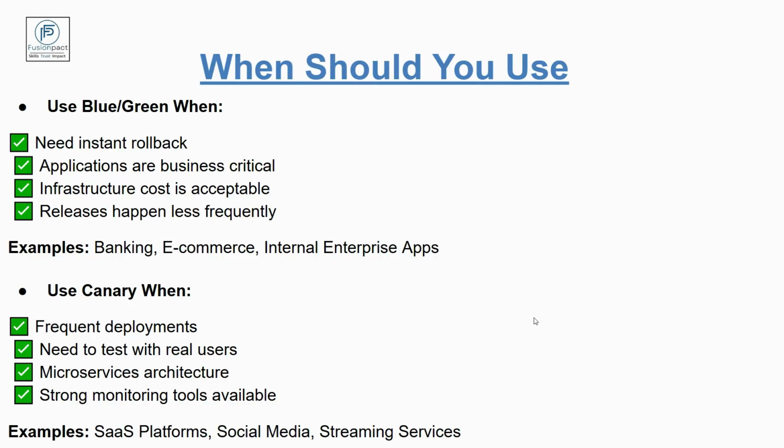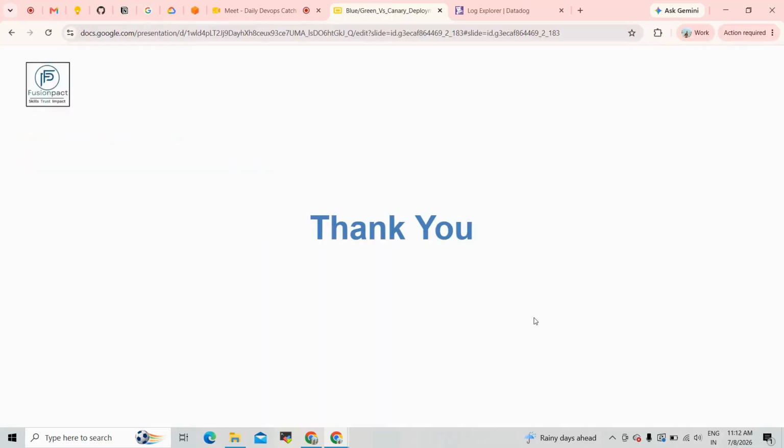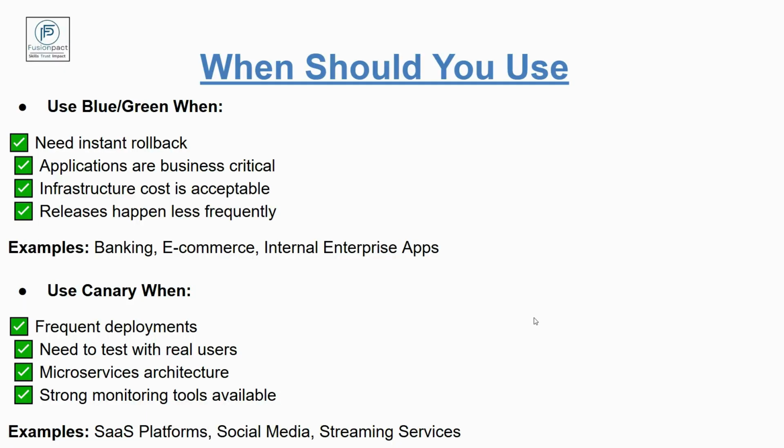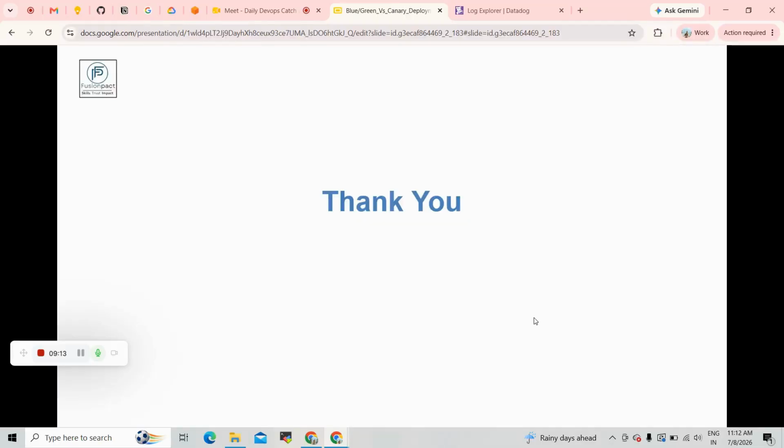We use canary deployment when we need frequent deployments and need to test with real users, for example in microservices architecture, and when strong monitoring tools are available, like Prometheus, Grafana, and Datadog. This is mainly used for software-as-a-service platforms like social media and streaming services.